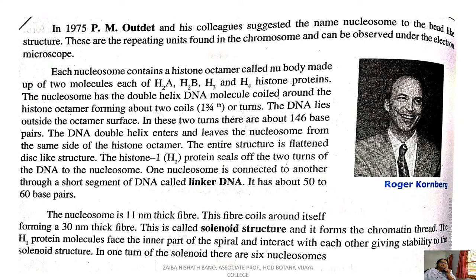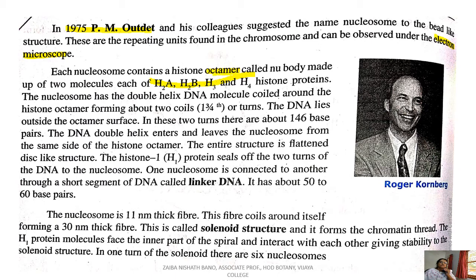Now in 1975, Oudet and his colleagues suggested the name nucleosome for this bead-like structure. So these nucleosomes are the repeating units found in the chromosome. And where can you see this? Of course, under the electron microscope. Now let me summarize once again. Each nucleosome contains a histone polymer, also called a histone octamer, made up of 2 molecules each of H2A, H2B, H3 and H4 histone proteins. So totally how many units do you have? 8. Hence a nucleosome is an octamer.